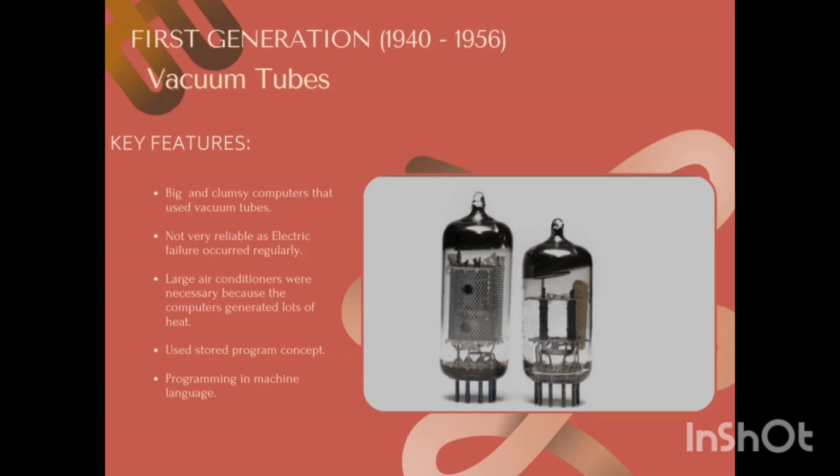Number one, big and clumsy computers. They used vacuum tubes. Number two, they were not very reliable as electric failure occurred regularly. Number three, large air conditioners were necessary because those computers generated lots of heat. Number four, they used the stored program concept. Number five, machine language was the programming language used at that time.